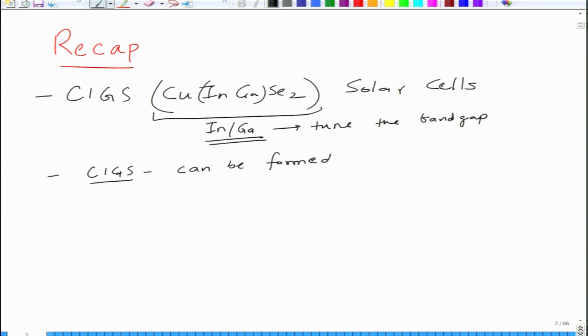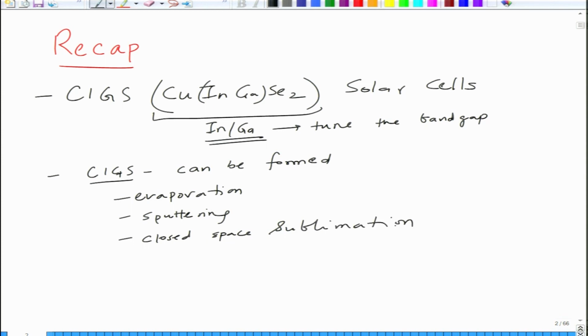various processes including evaporation, sputtering, closed space sublimation, and then also using chemical processes such as CVD.